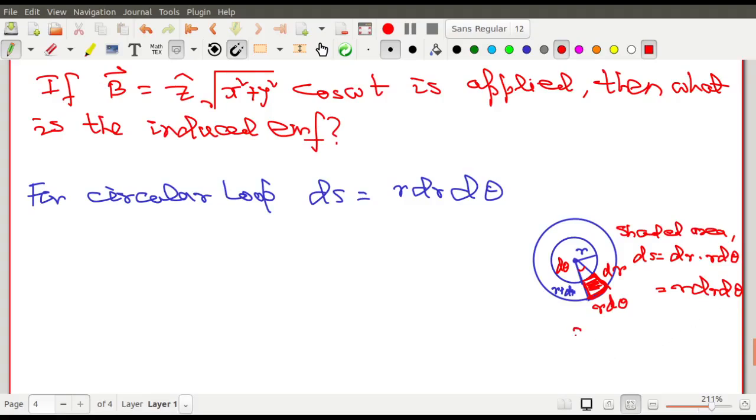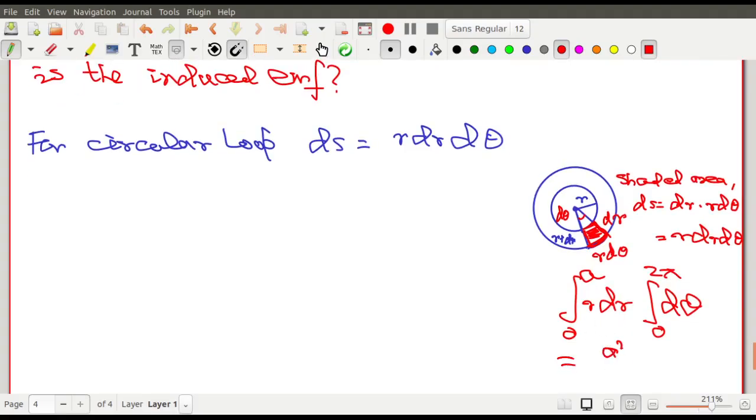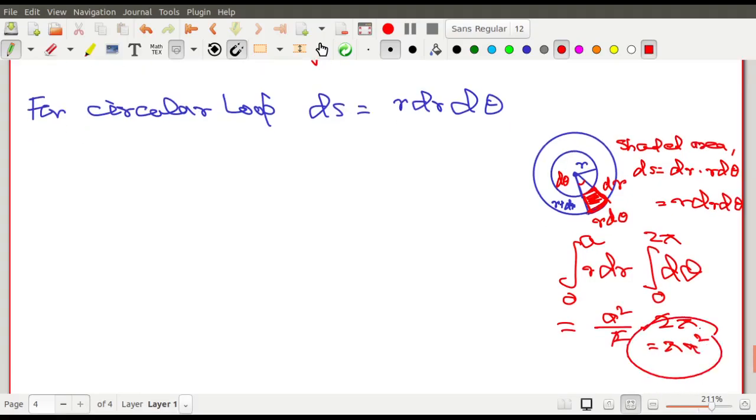If you want to integrate this r dr and this d theta, you integrate from 0 to 2 pi because of the entire rotation. And the actual radius is 0 to a, so this integral will give you a square by 2 and 2 pi. And this is how you get the area of the circle to be pi a square. Did you ever prove the area of the circle to be pi a square? Maybe by some other mechanism. So the area of the circle that you have been using from class 9, this is how you can prove it.